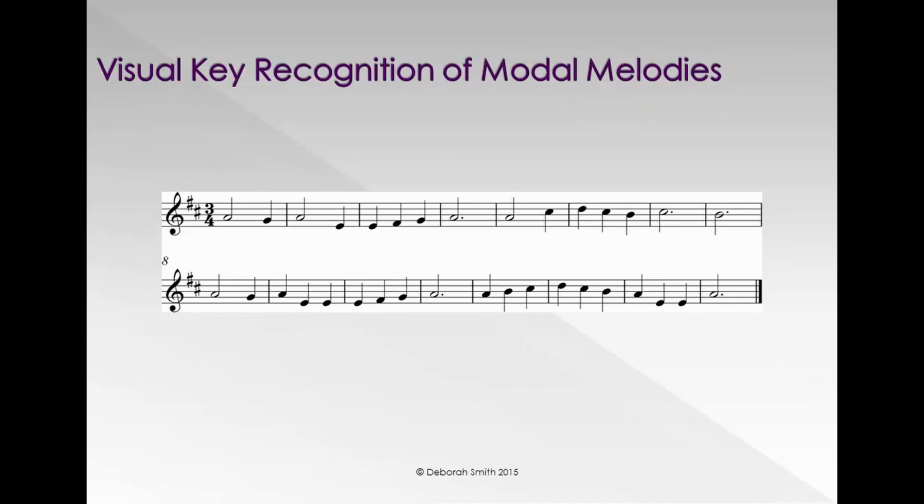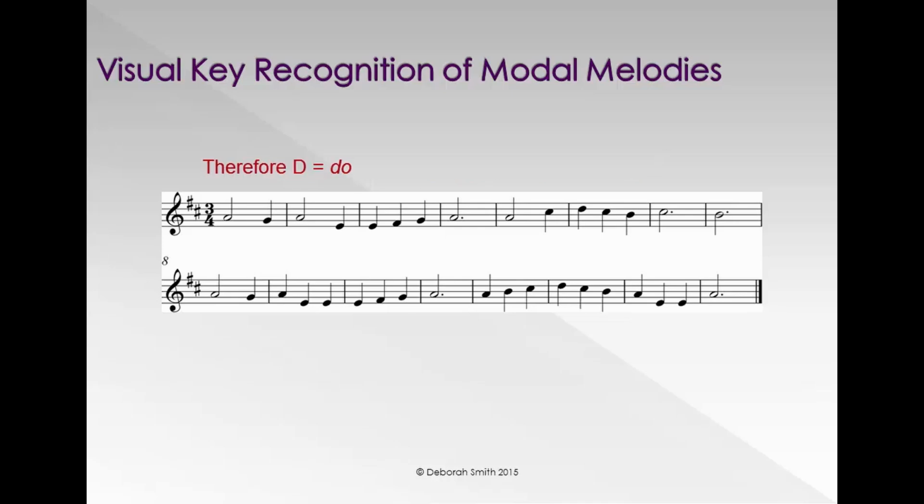When determining the key of a piece of music, or the scale that the piece of music is based on, we look in two places. The first is the key signature. The second is the last note. This key signature consists of F sharp and C sharp. The major scale that has these two sharps in the key signature is D major.